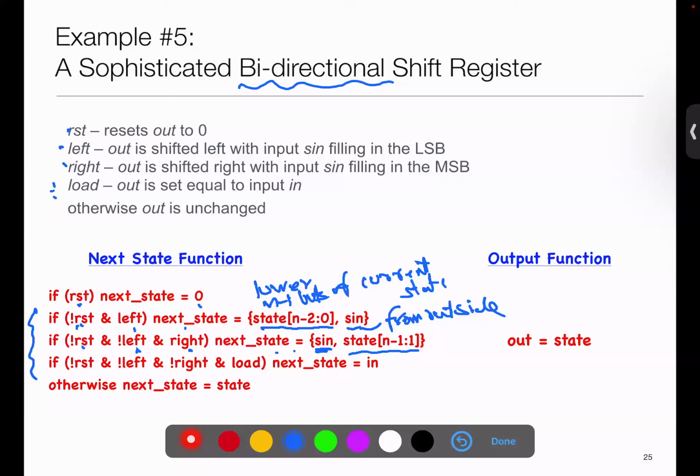And finally, well, not penultimate, if not reset and not left and not right, but load, then next state gets the new in. Okay, so there are 2 inputs out here. There is an n-bit input, and then there is this SN. And finally, if everything else fails, then next state stays put. And output is simply out equal to state.